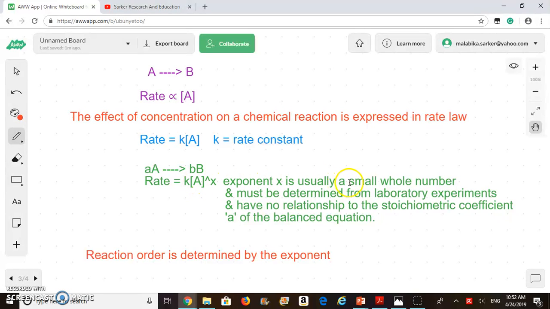Now this exponent x is usually a small whole number, 0, 1 or 2, and it must be determined from the laboratory experiments and has no relationship to the stoichiometric coefficient small a of the balanced equation. So though we have a stoichiometric coefficient small a here, when we are writing the rate law, the rate is always K times the concentration of A to the power x. This x is experimentally determined. And the reaction order is determined by this exponent. Whether it's a first order reaction or a second order reaction depends on the value of x.